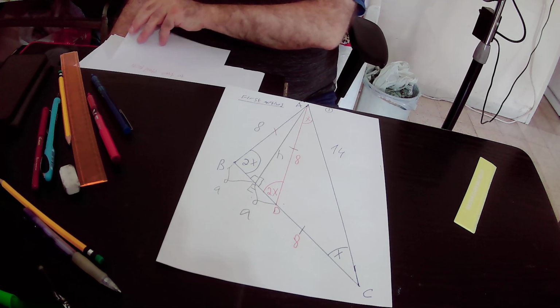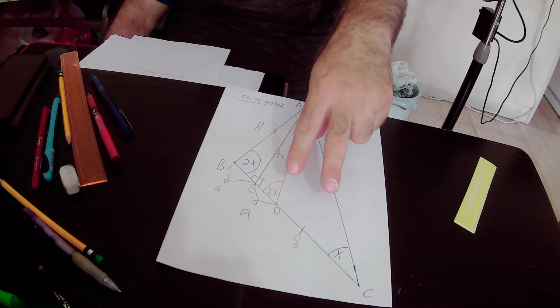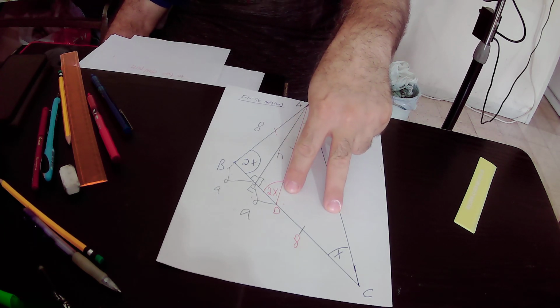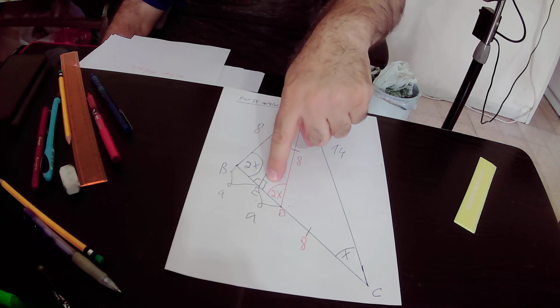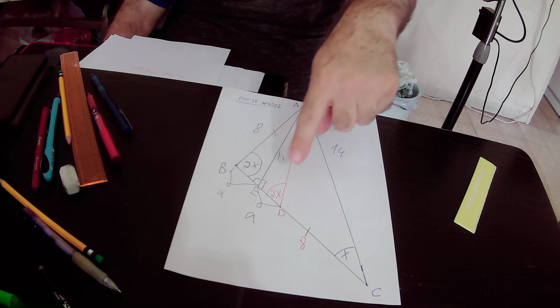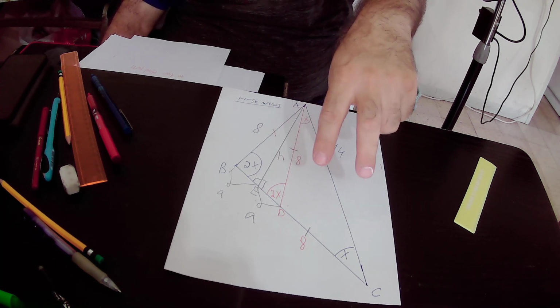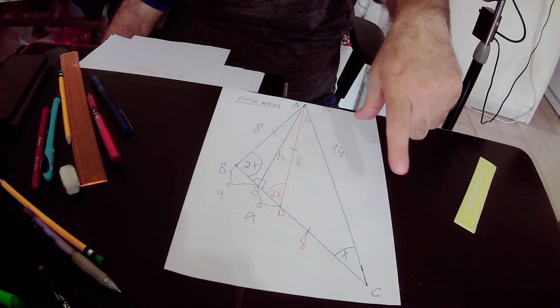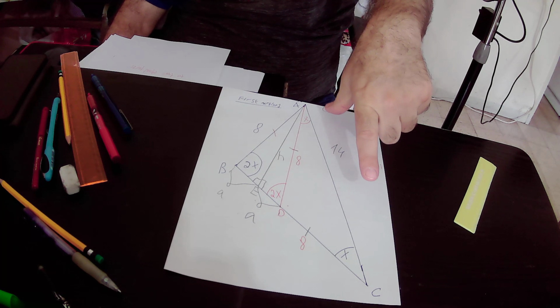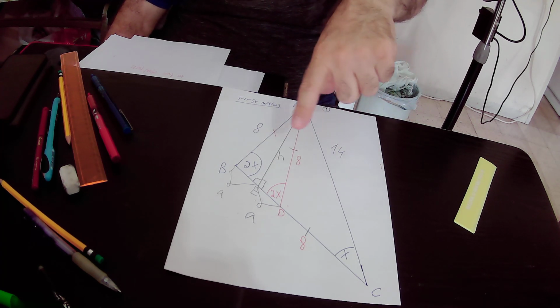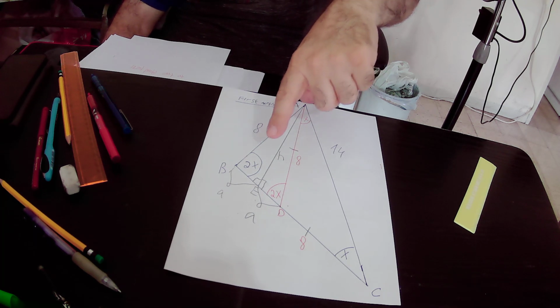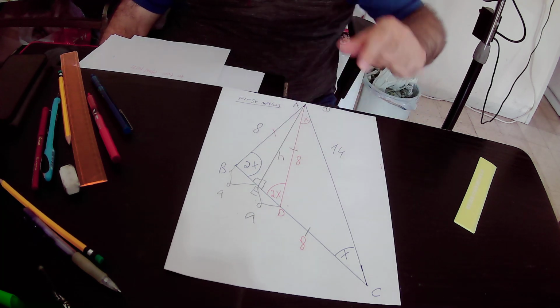Then we implemented the Pythagorean theorem on the right triangle AEC. AEC is a right triangle because this angle equals 90 degrees. And according to the Pythagorean theorem in the right triangle AEC, AC squared, the square of the hypotenuse, equals the sum of the squares of the perpendiculars, equals AE squared plus EC squared.